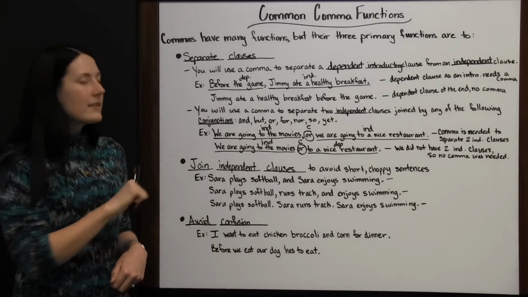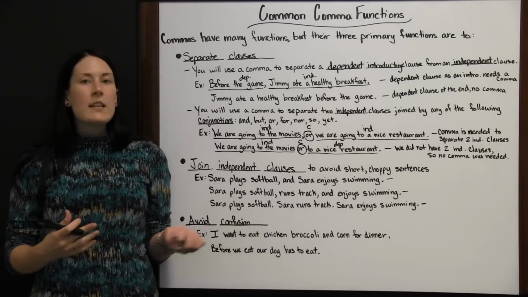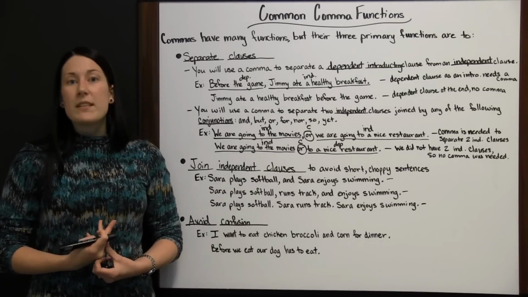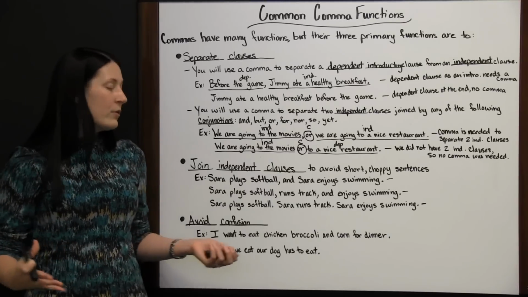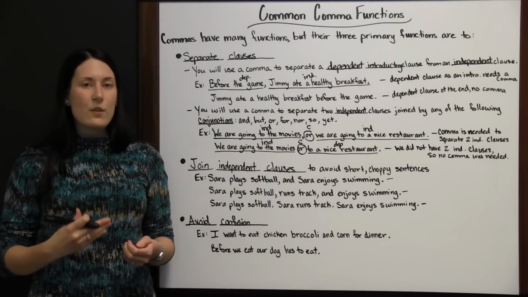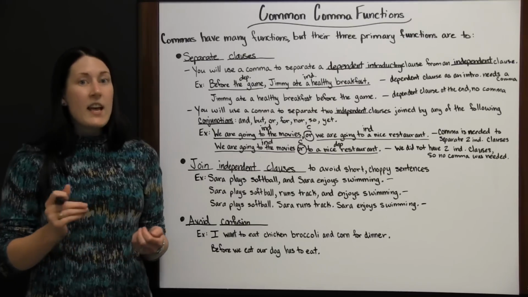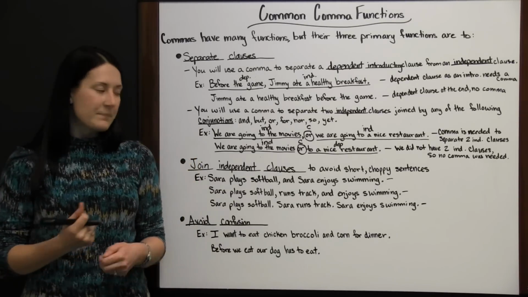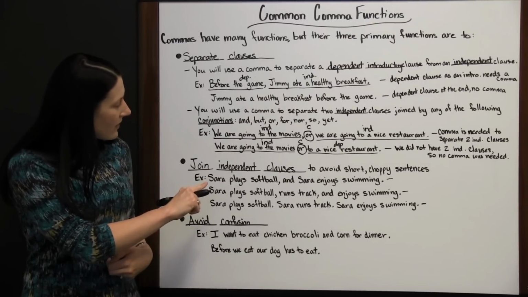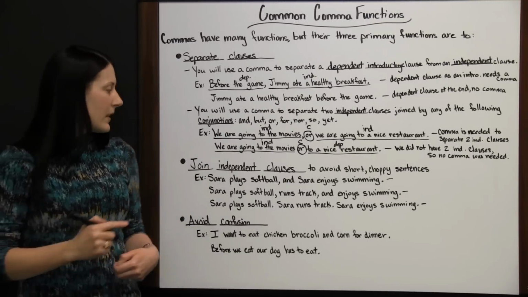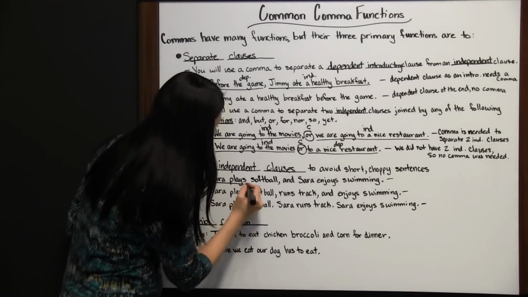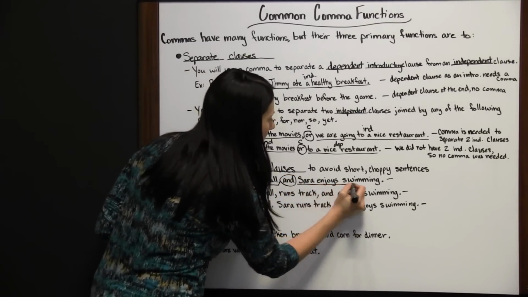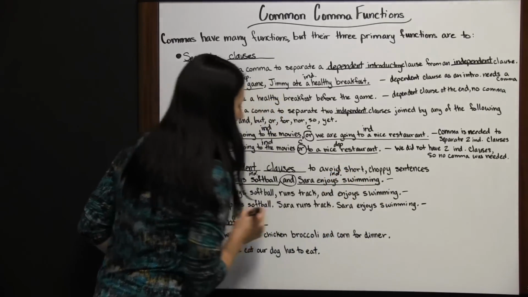Okay, now let's look at the second primary function of a comma: to join independent clauses, to avoid short, choppy sentences. So generally, whenever we are going to join independent clauses, we're doing it so that we don't have a series of short, choppy sentences. Now you're going to see that this might look a little similar to where we separated independent clauses. Sarah plays softball and Sarah enjoys swimming. Okay, and in this one we had an independent clause, a conjunction, and an independent clause.